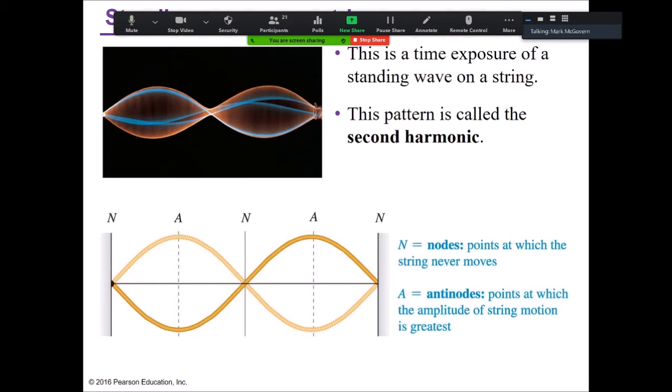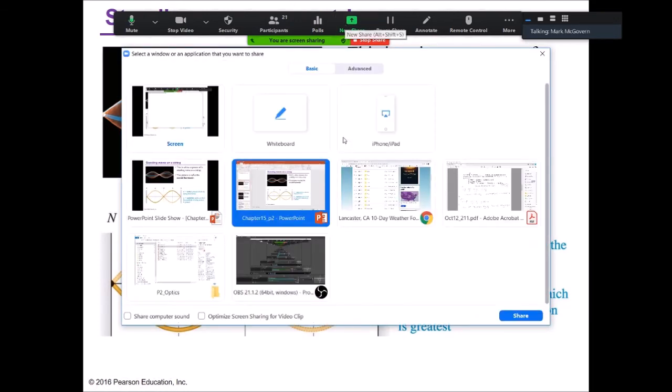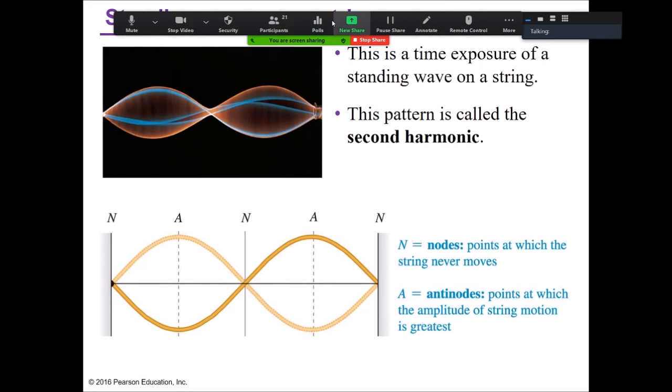So with a fixed length, there are certain frequencies that work. This one in particular is called the second harmonic. There are two antinodes, two harmonics. Second harmonic. You can have the first harmonic, which would be one antinode in there. That's it.